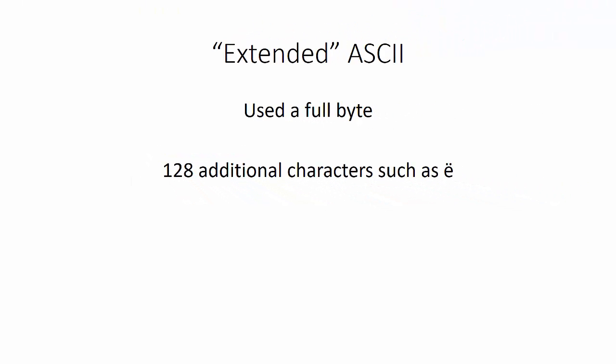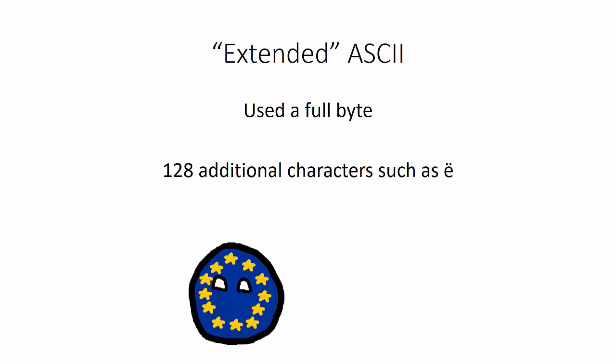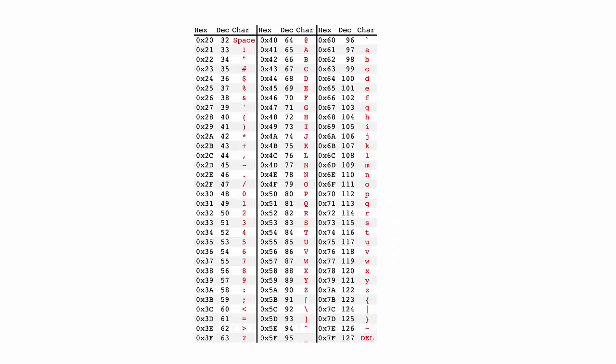Now, the ASCII character set did not last very long because we started communicating with Europeans and we needed to represent characters with umlauts and other accents. And so they developed the extended ASCII code, which actually used a full byte. If you notice on the previous table, it actually only went up to 127. So it only needed 7 bits to represent each ASCII code.